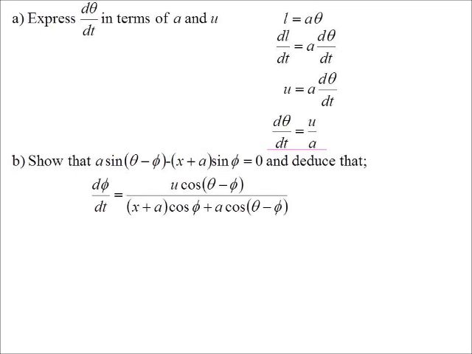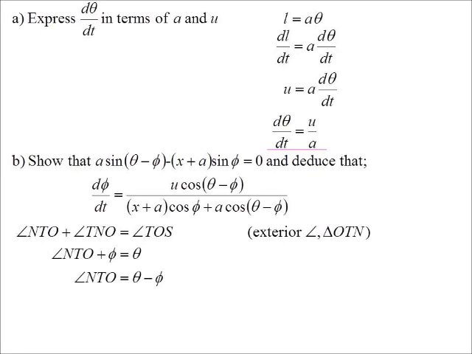They want us to show this, a sine theta equals 0, and then deduce that the rate of change of phi, it's certainly not constant. It's that expression there. So all right, the first bit. Well, again, I haven't got the picture there, it's on the slide before, but you've got it in front of you. I can set up some angles here. Angle NTO plus TNO would be TOS, exterior angle of the triangle. If I subbed in the theta and the phi, I get that angle NTO is theta minus phi. Basically, I wanted to identify where exactly is theta minus phi. I mean, they've put it in the final answer there.